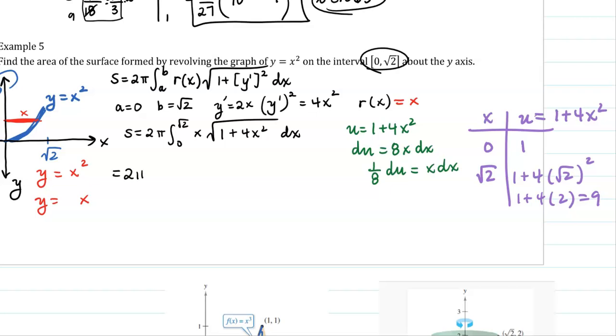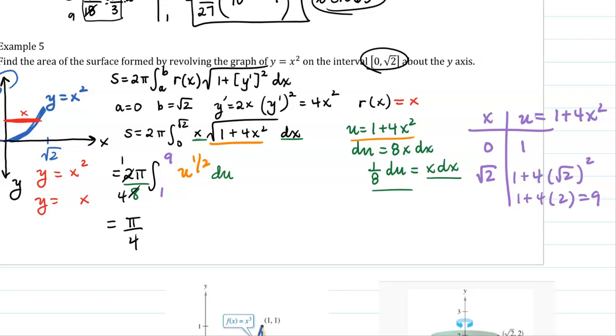So we have 2 pi. I'm doing the substitution now. Integral, new limits from 1 to 9. This x dx is getting picked up by 1/8 du. So I'll put a du at the end and an 8 in the denominator on the outside. And then the square root of 1 plus 4x squared, that is u to the 1/2 power. And now we're ready to integrate. So I'm going to go ahead and simplify this 2 over 8 to a pi over 4. Increase the exponent on 1/2 up to 3/2. Divide by 3/2, which is multiplying by 2/3. And then we will evaluate this from 1 to 9.